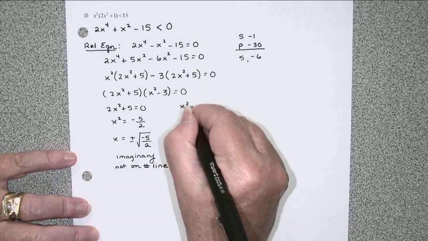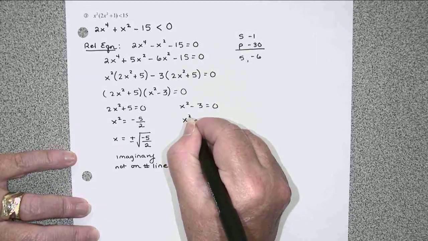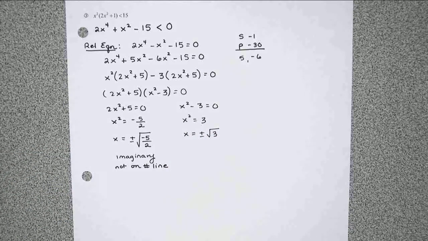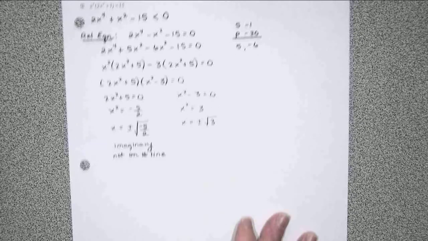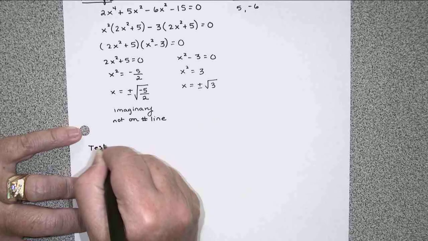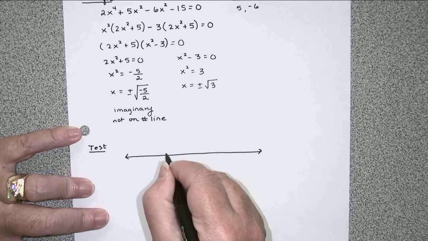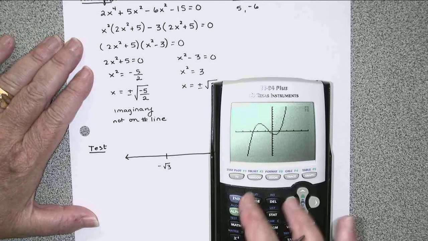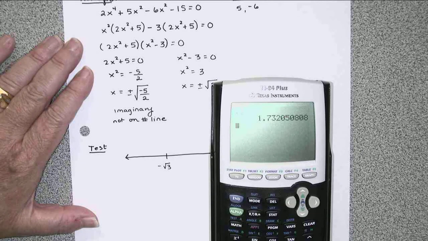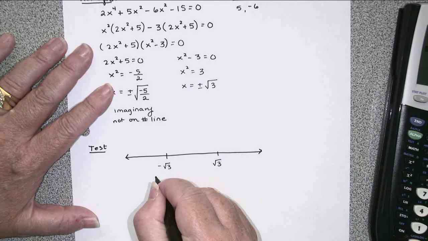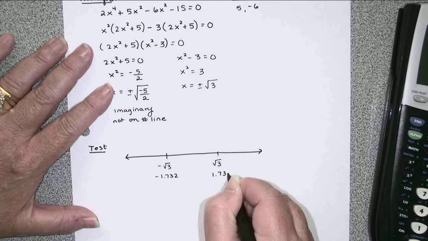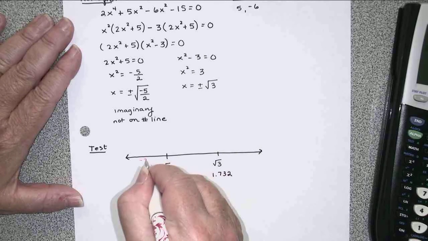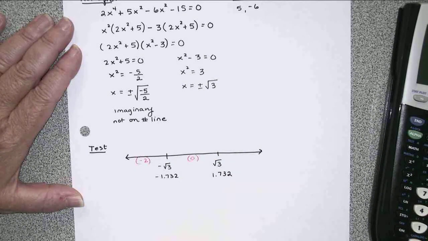The second factor, if x squared minus 3 is equal to 0, then x squared equals 3, and x would be plus or minus the square root of 3. So I do get a couple of values to put on my number line. Negative square root 3 and positive square root 3. Square root of 3 is approximately 1.732. So that's about negative 1.732, negative and positive. All right. Let's see. I'm going to test negative 2, 0 in between them, and positive 2.